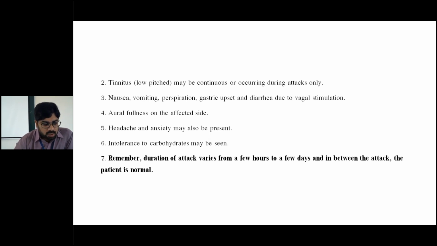The most important point you need to remember is the duration of the attack. Suppose he has an episode on August 8th and another around September 24th. In between these episodes, he will be quite normal. He won't have any of these symptoms. So the duration of the attack varies from a few hours to a few days, and in between the attacks, the patient is normal. That is the point you need to remember. Okay.